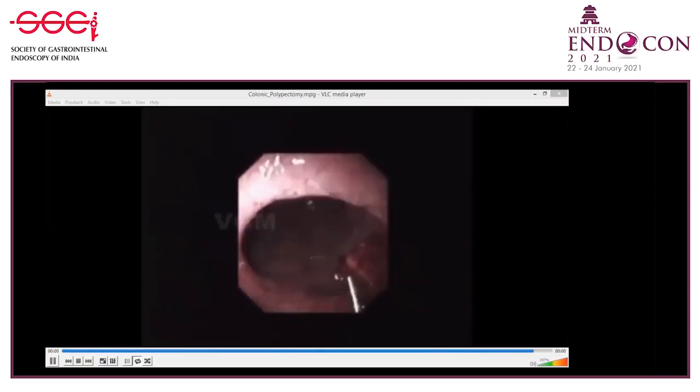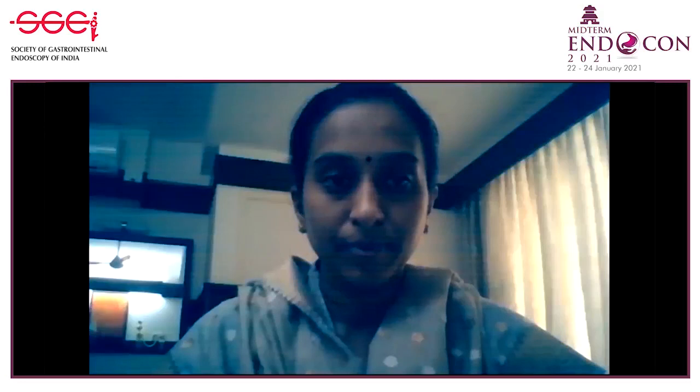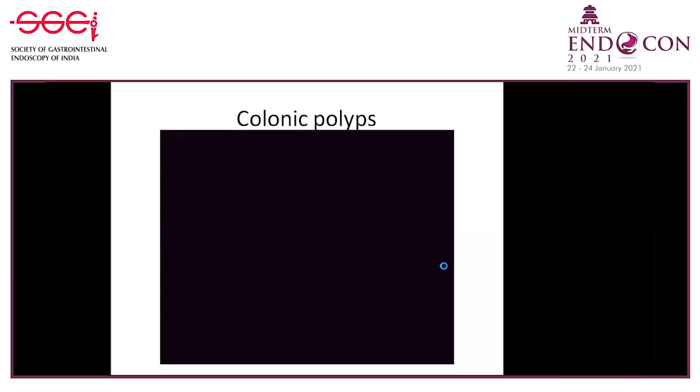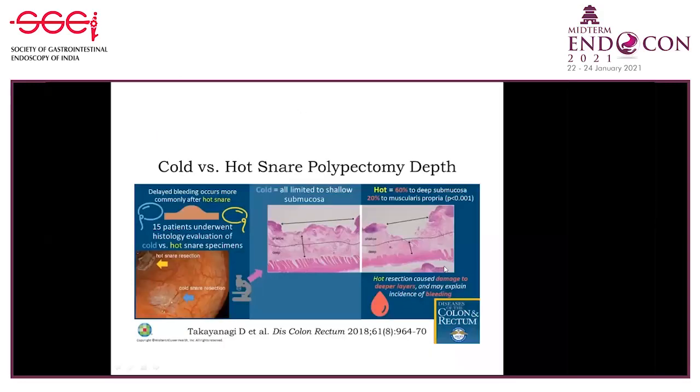I'm going to stop that and go back to my presentation. So, cold and hot snare polypectomy. What they're worried about is the damage to the mucosa. Delayed bleeding occurs more after hot snare polypectomy.